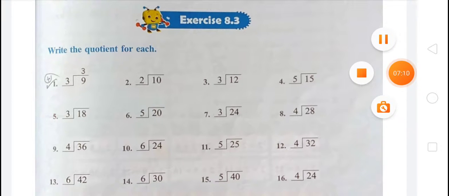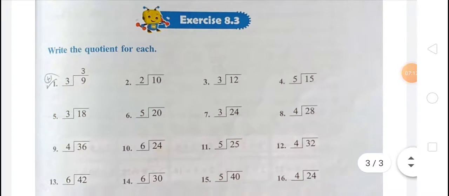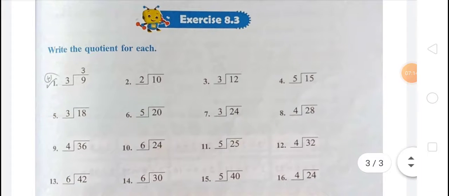Exercise 8.3. Write a quotient for each. You have to write quotient for each. 9 divided by 3. 3 1 is 3, 3 2 is 6, 3 3 is 9. So the quotient will be 3. And 9 is the dividend and another 3 is the divisor.